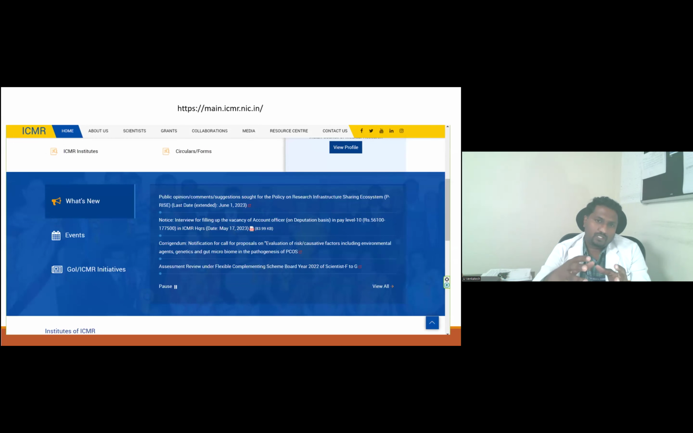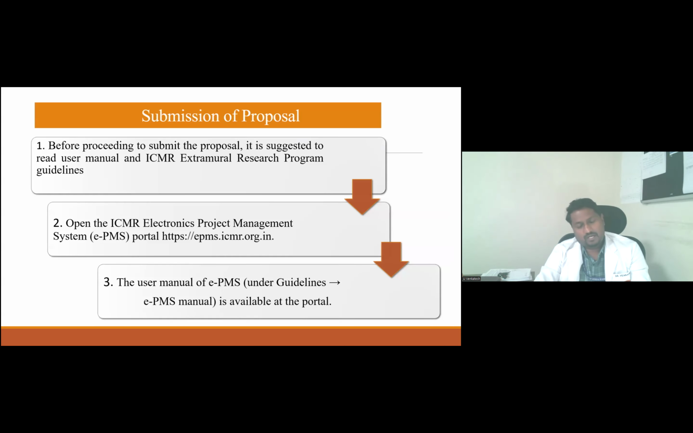So now, at the top of the website, you can get all those updates. ICMR also has a special EPMS website for the electronic project management system. So create an account on this and try to submit a proposal anytime.